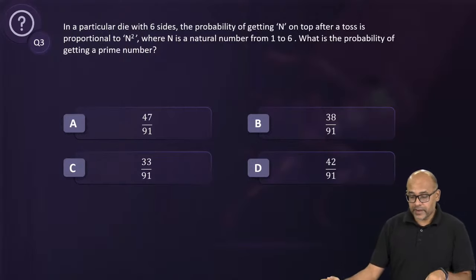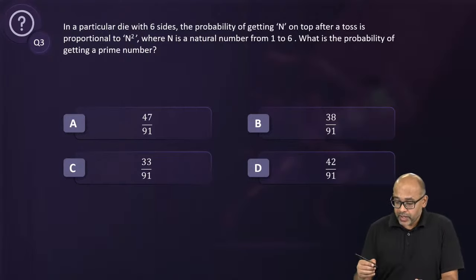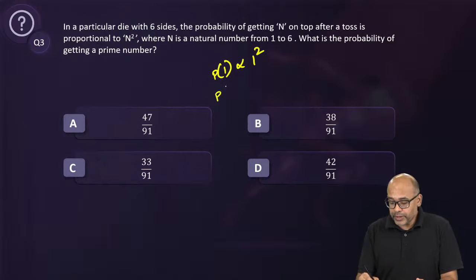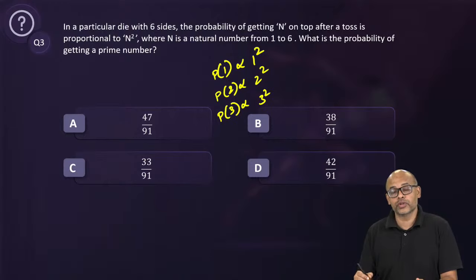Okay, that's 1 minute. So let's take a look at this. The probability of getting a particular number is directly proportional to the square of that number, which means probability of getting 1 is proportional to 1 square. Probability of getting 2 is proportional to 2 square. Probability of getting 3 is proportional to 3 square, and so on and so forth. So let us say the proportionality constant is k.